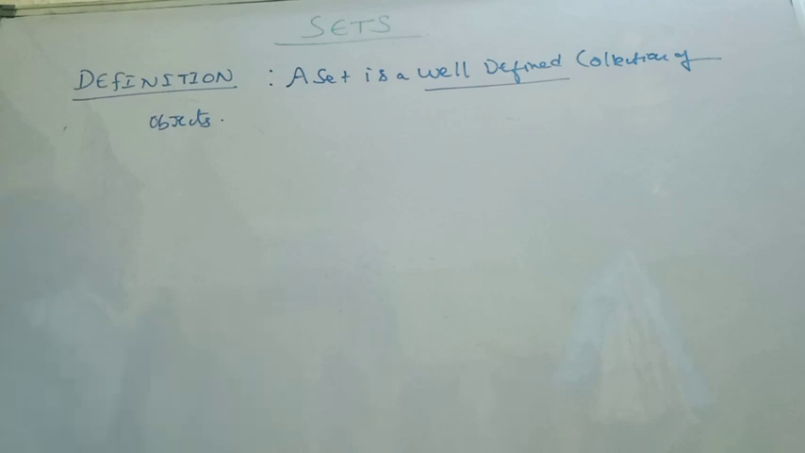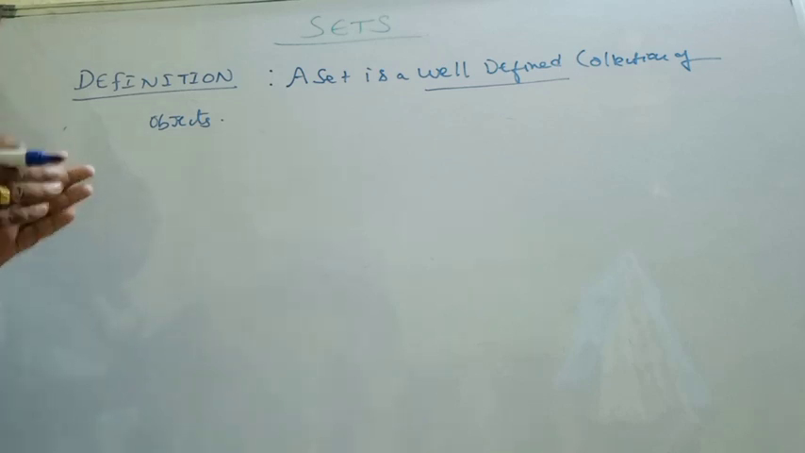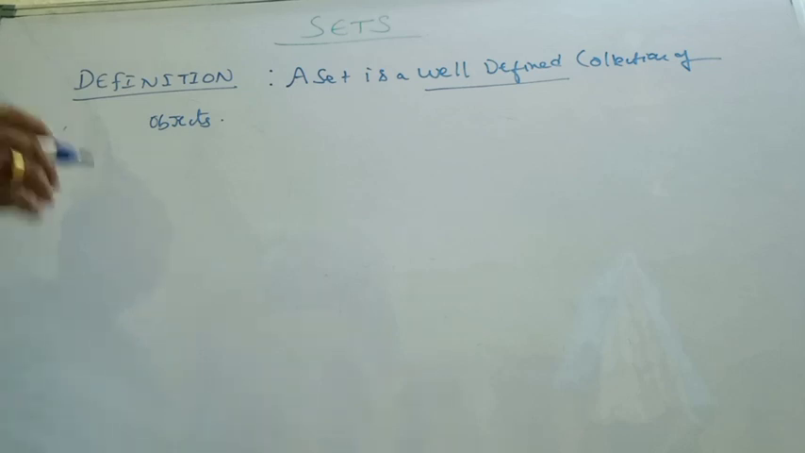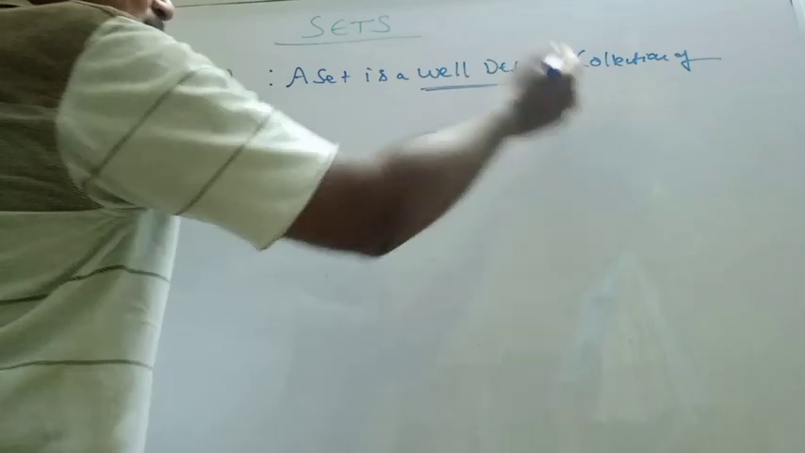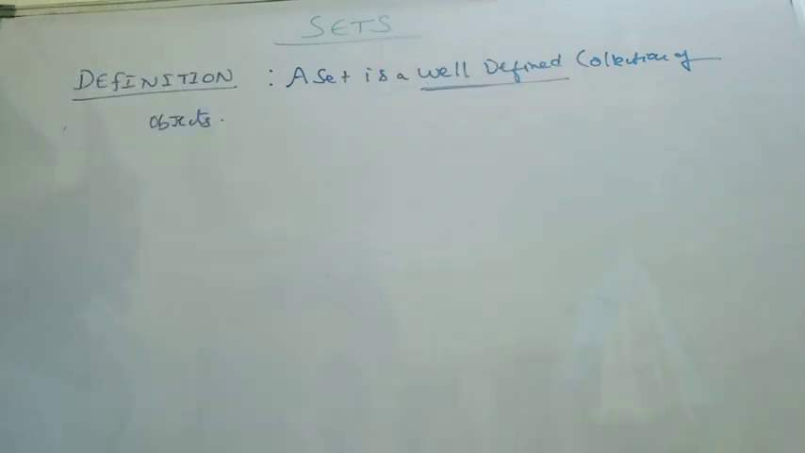A set is a well-defined collection of objects. That is more important. Well-defined means they will have some common property. That means we are able to decide whether one particular object or element will be in that collection or not. We are able to easily say that. That is what you mean by well-definedness.